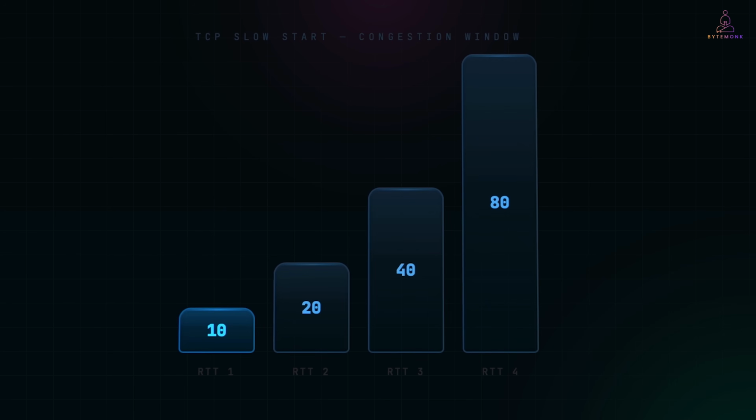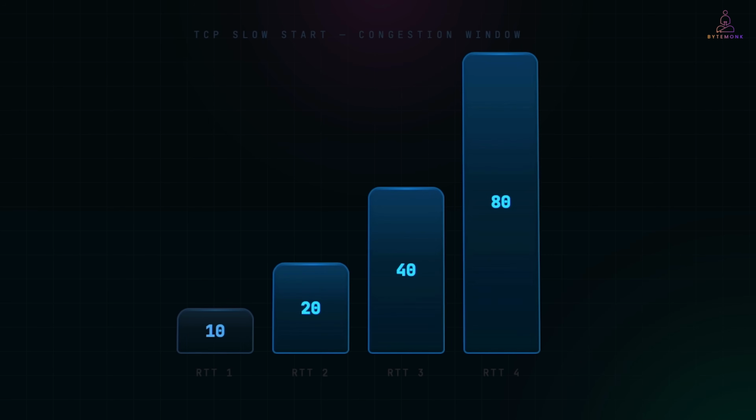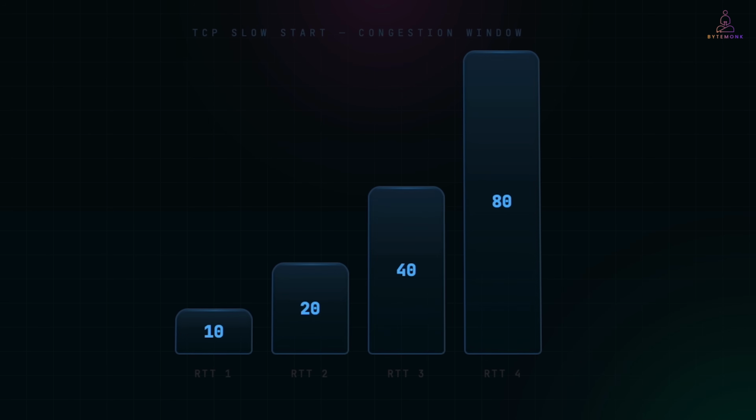It starts cautiously, sending a little bit, waiting for acknowledgement, and then gradually increasing. This is smart for congestion control, but it means new connections are slow at first. You have to warm up the pipe.